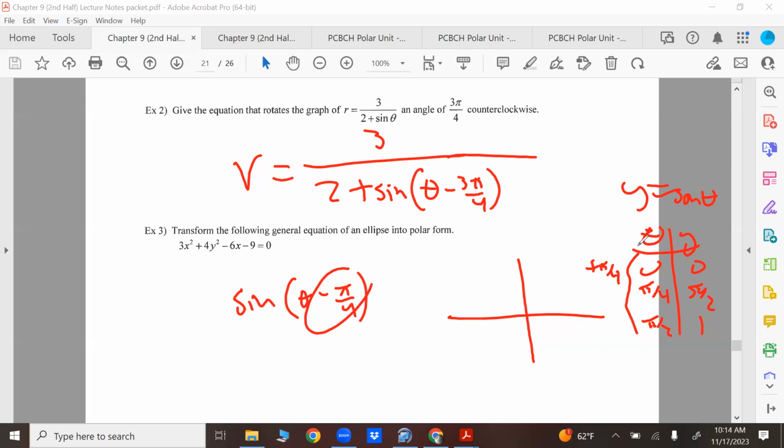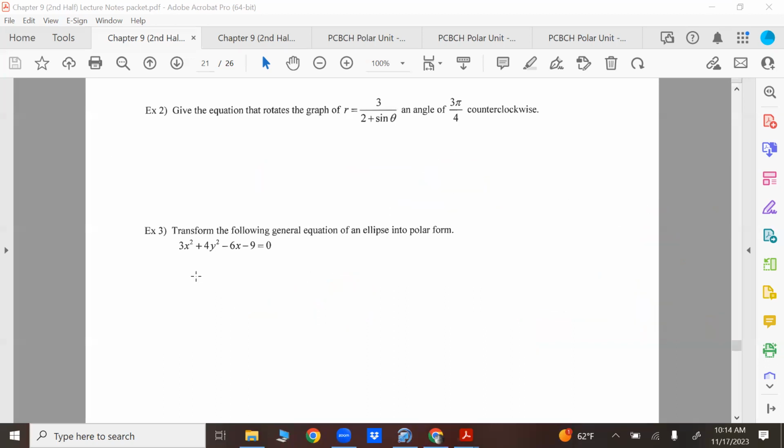So you want to basically start at a different place, right? It's starting 3 pi over 4 counterclockwise. So that's why, I know it's minus, but you're actually technically adding it. You're going in that direction because that's a positive direction, going counterclockwise. So just don't overthink it. Just go with it.